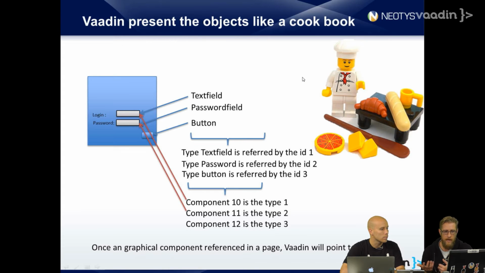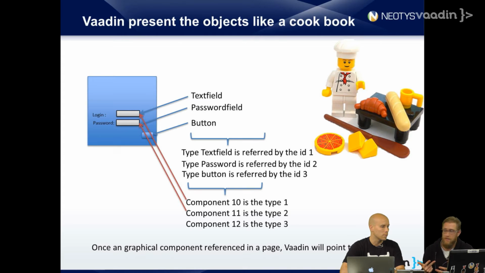So we could compare Vaadin to a cookbook. If you look at kitchen TV or whatever it is, the guy starts and says, okay, today we're going to make a cake, we need sugar, we need flour, and so on. So all the ingredients of the cake are listed. And this is the same thing in Vaadin. Here we have an example with the login screen. You have a login text field, a password field and a button.